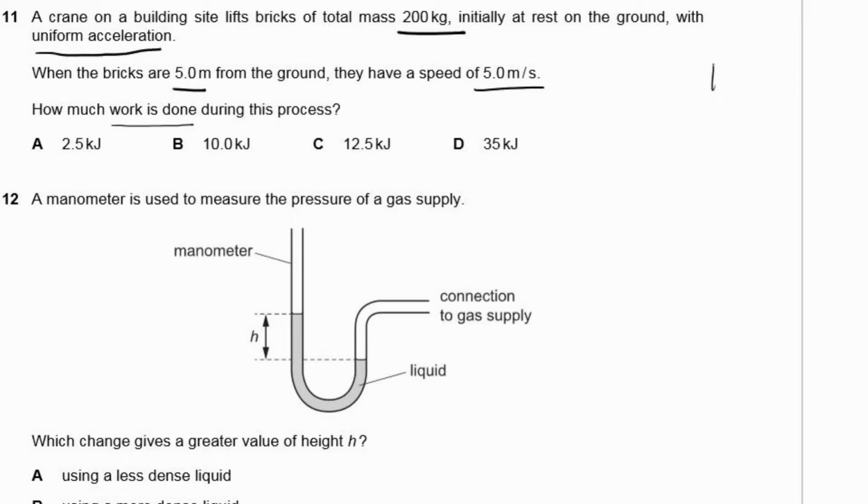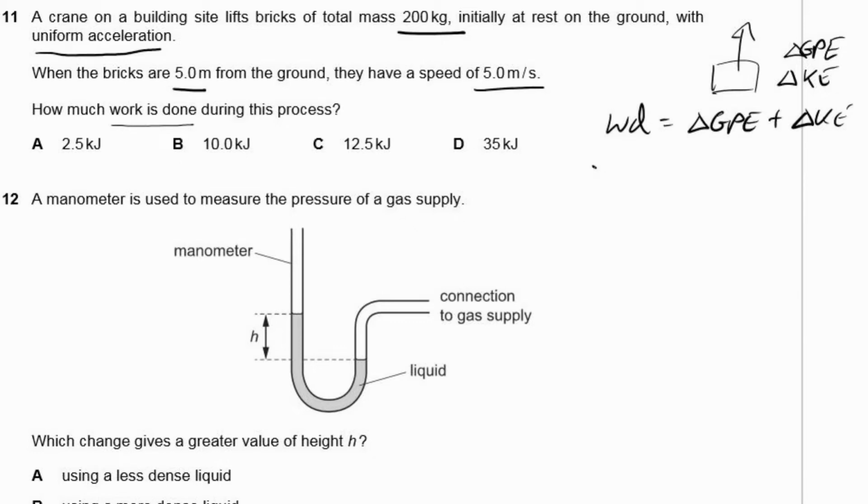One, the bricks are going upwards, so you've got a change in the gravitational potential energy. And the second thing that's happening is the speed is increasing, which means you have a change in the kinetic energy. So the total work done will be equal to the change in gravitational potential energy plus the change in kinetic energy. So let's put the numbers in and find out what that actually is going to give us.